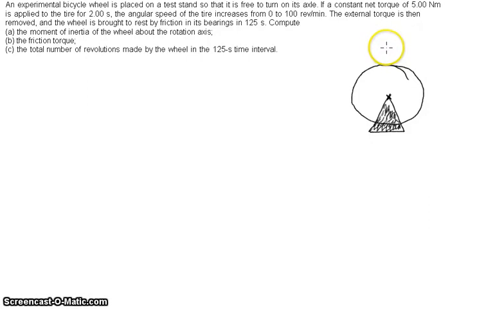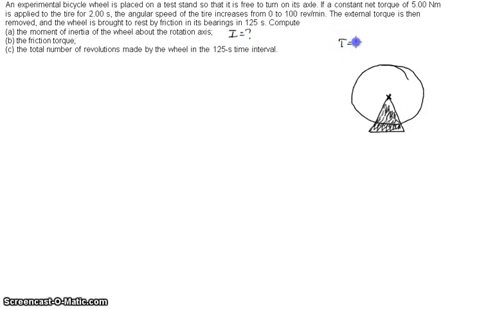Compute the following: the rotational inertia, the frictional torque, and the number of revolutions made in the 125-second interval. Alright, so let's look at this a couple different ways. First and foremost, part A, find the inertia. So they want to know what I is in part A. We're looking for I in part A, and we are given the torque.